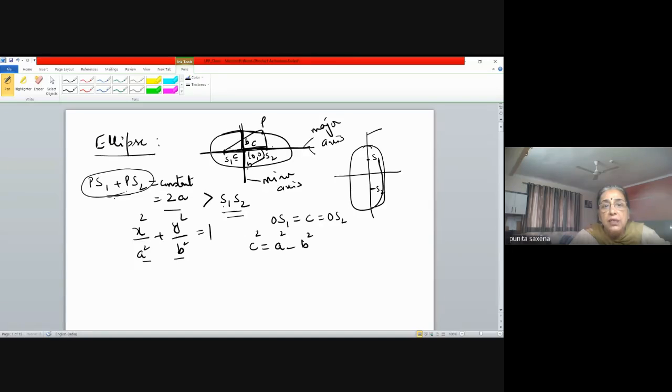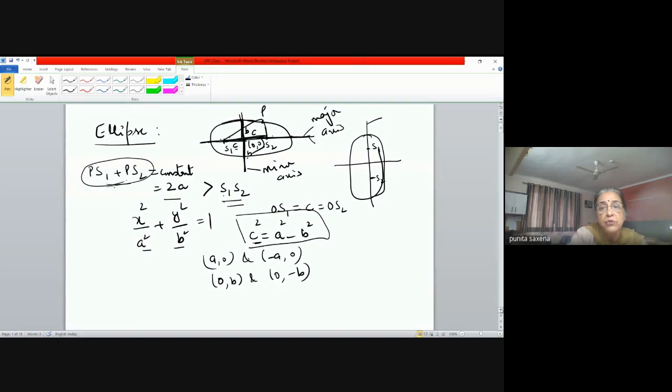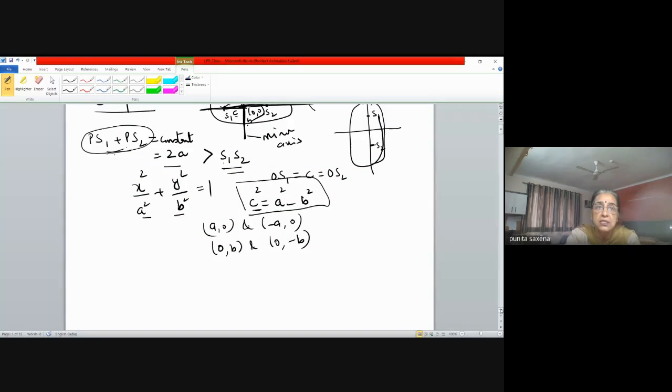The endpoints of the major axis are (A, 0) and (minus A, 0), and the endpoints of the minor axis are (0, B) and (0, minus B). C is the distance between the origin and one of the foci, S1 and S2. This is the relationship between A, B, and C. When we sketch a conic, we first have to identify whether the x-axis or the y-axis is the major axis.